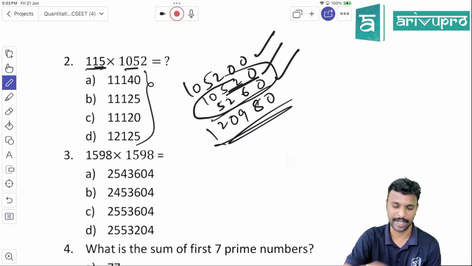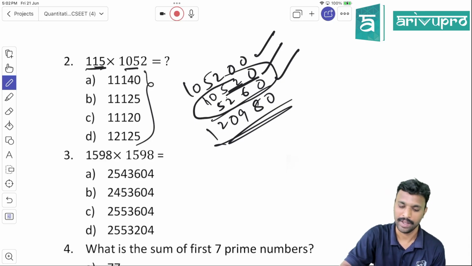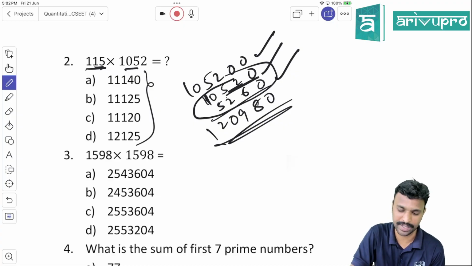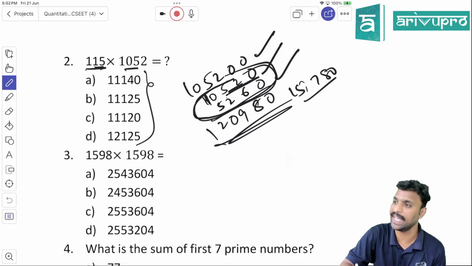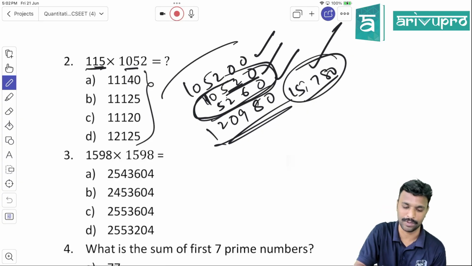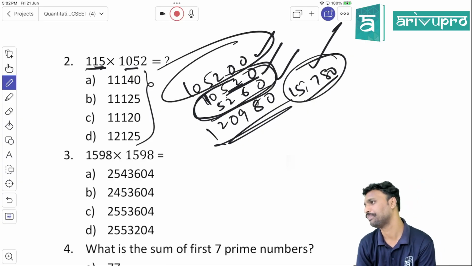5,780. Then you have got 1 over here, so basically it is 10,000. 15,780 is the sum of these two. Now you have to add 15,780 to this bigger number.